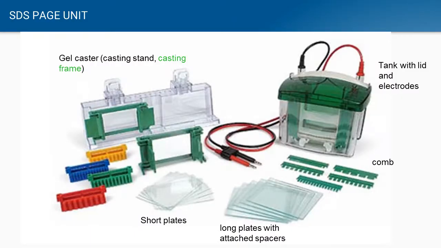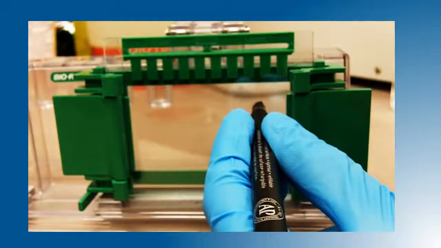This is the Biorad SDS page unit. It has a gel caster, and the gel caster has a casting stand, which is transparent white plastic, and a casting frame, which is green in color. They also provide a tank with a lid and electrodes attached to it. A comb is there. Then short plates are there, and long plates with attached spacers are there. Spacers actually determine the thickness of your SDS page.